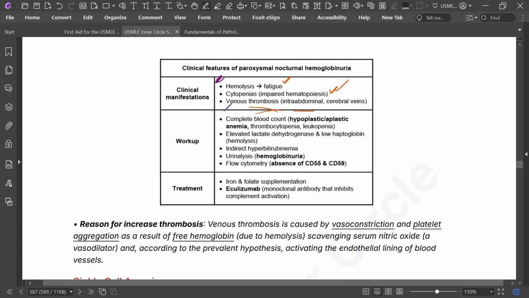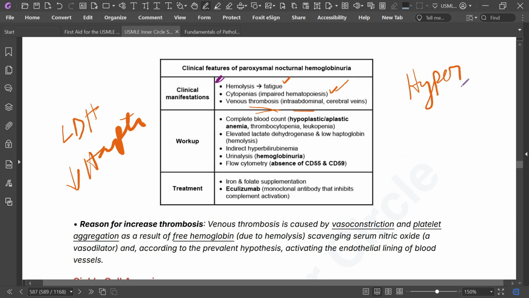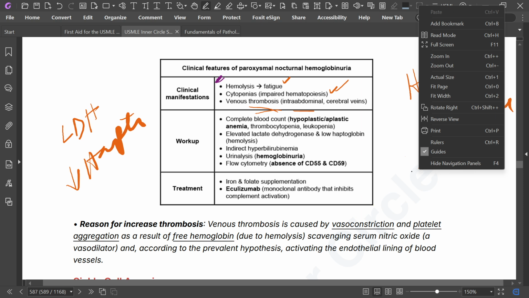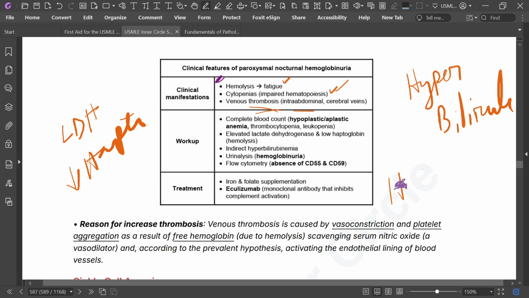CBC shows hypoplastic or aplastic anemia, thrombocytopenia, and leukopenia. As there is hemolysis, there is increased LDH, low haptoglobin. There is hyperbilirubinemia as RBCs are breaking down, and hemoglobinuria, and there is absence of CD55 and 59. Iron and folic acid supplementation are given as RBCs are dying.